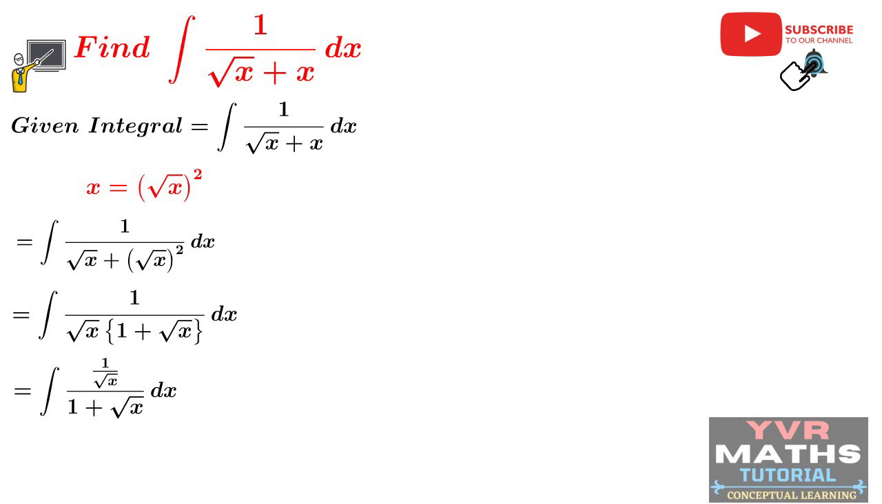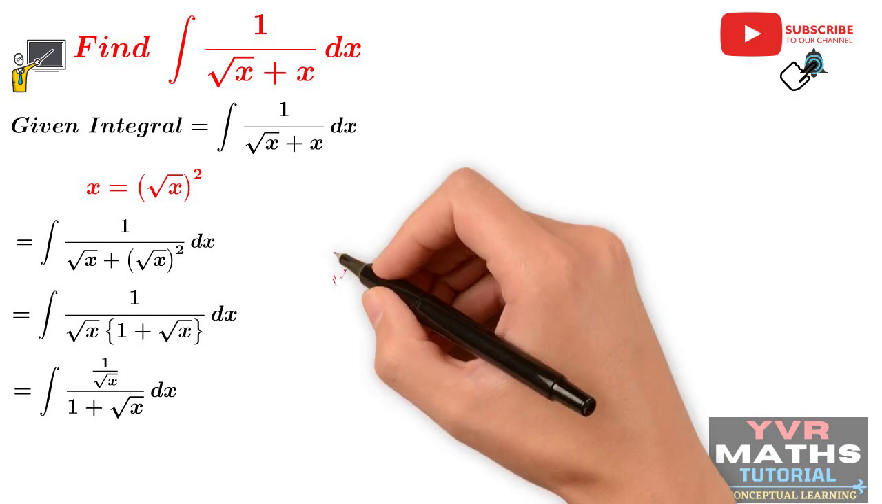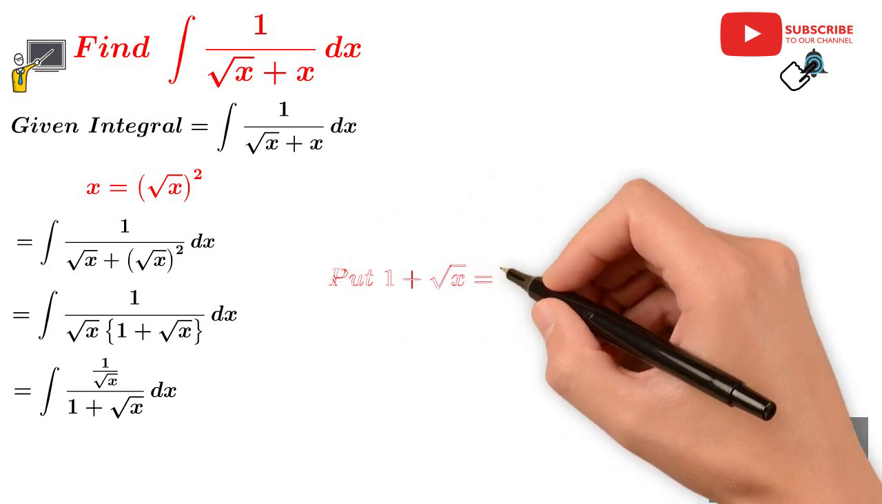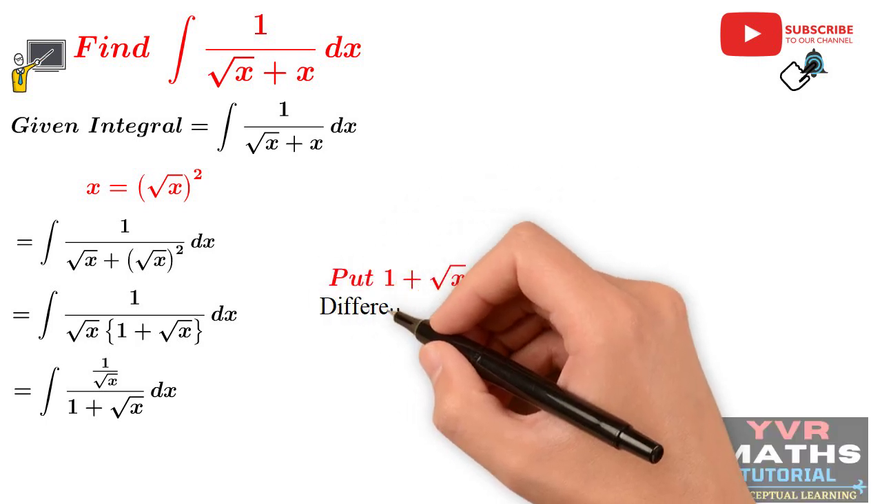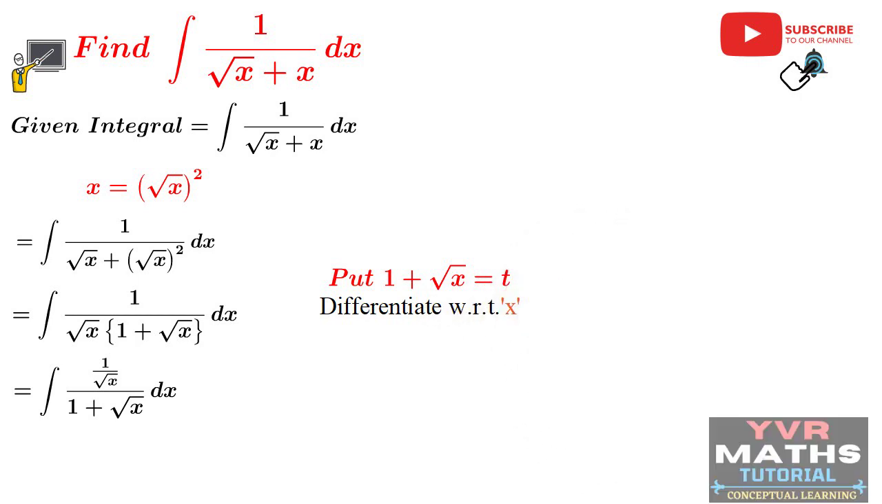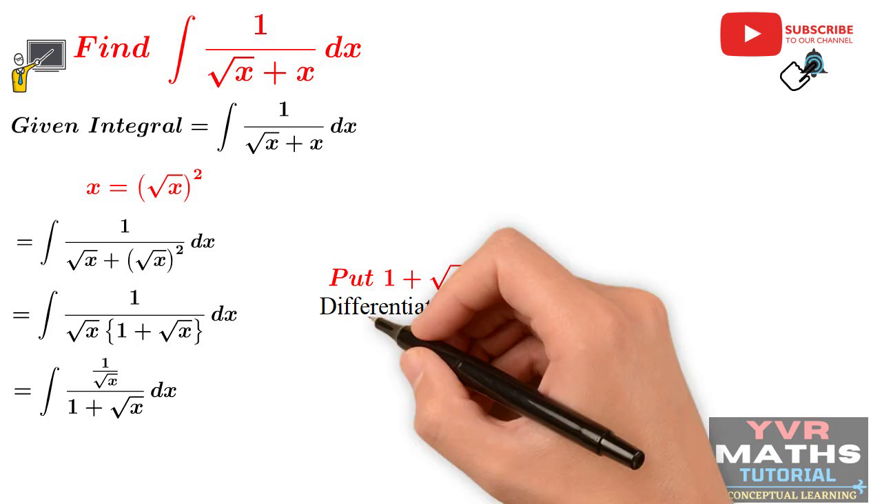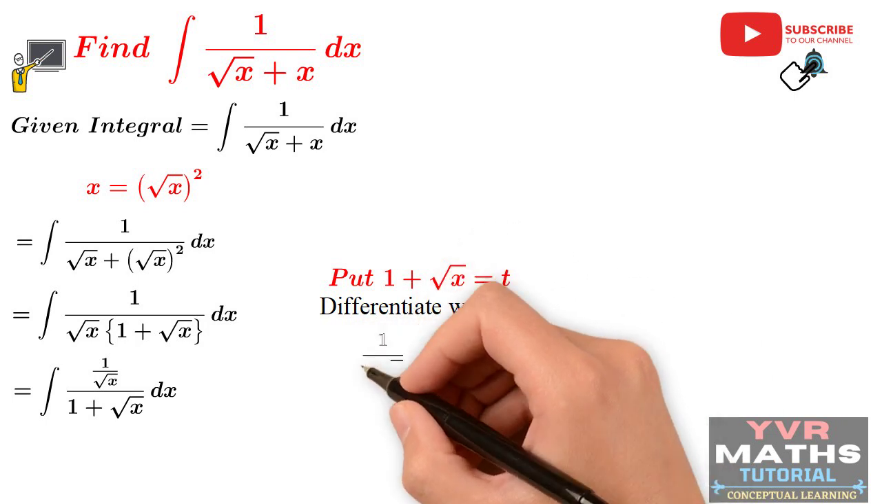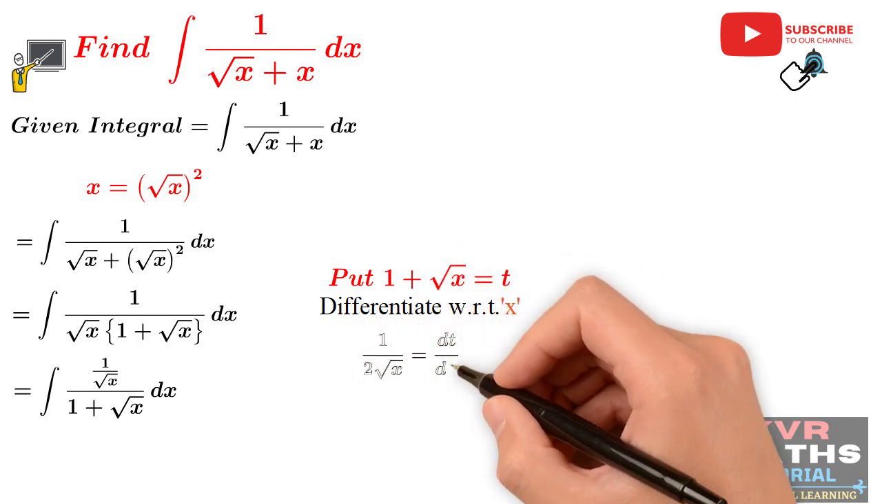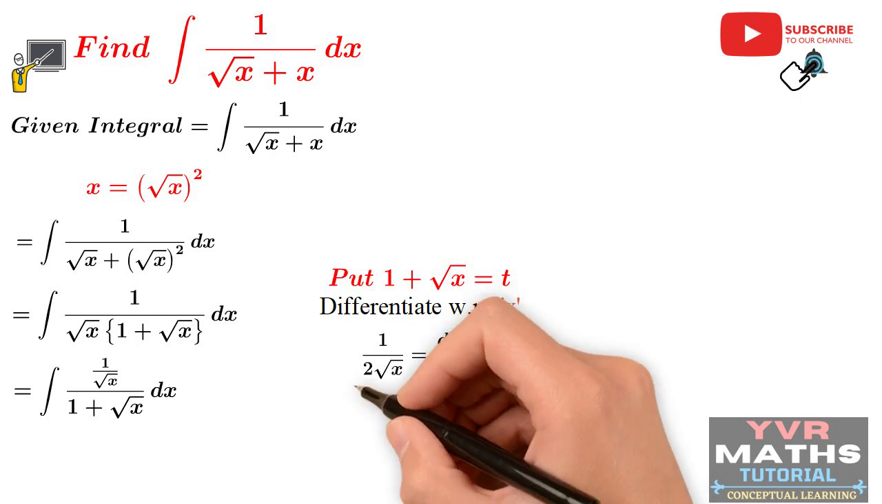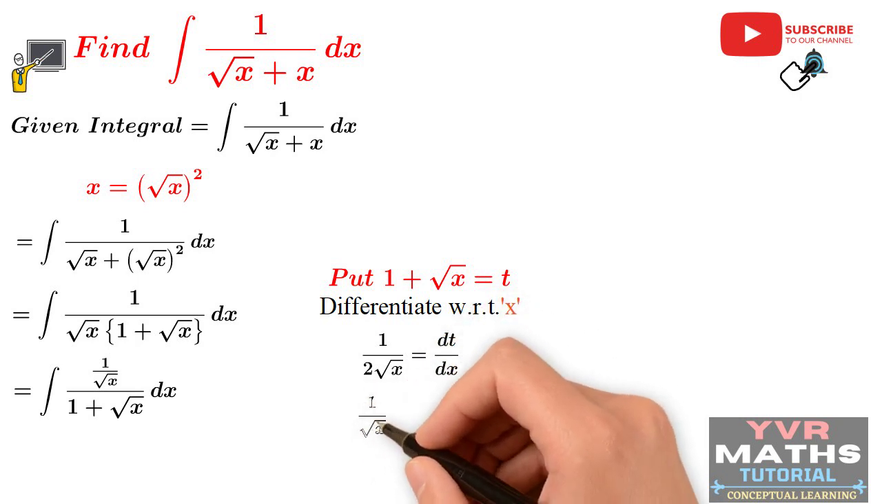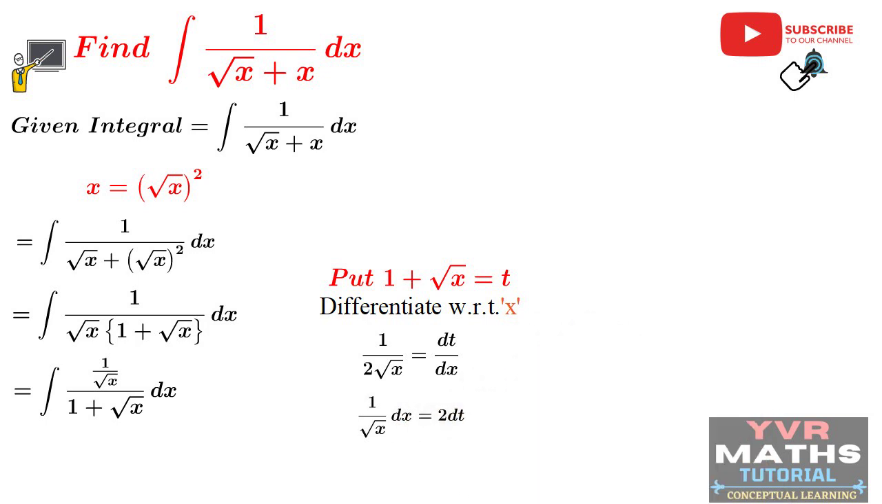Now, substitute some part of the integrand as another variable such that its differentiation exists in the integral. So, put 1 plus root x is equal to t. Differentiate this one with respect to x. Then the derivative of 1 is 0 and the derivative of root x is 1 by 2 root x and the derivative of t is dt by dx. So what we will get? See here, 1 by 2 root x is equal to dt by dx. If we cross multiply this one, what we will get? See here, 1 by root x dx is equal to 2 dt.